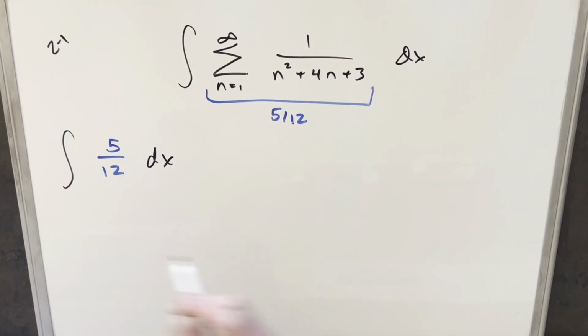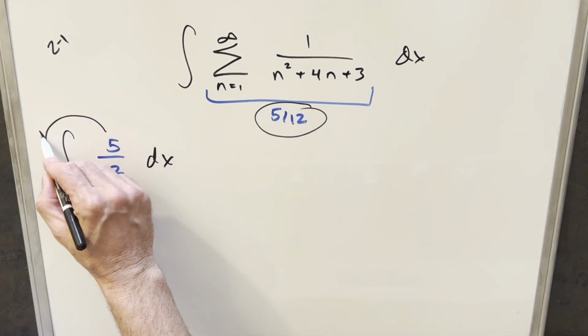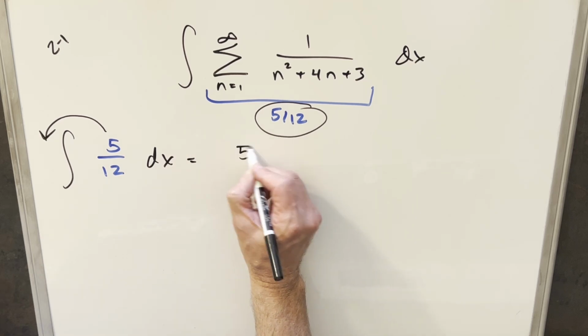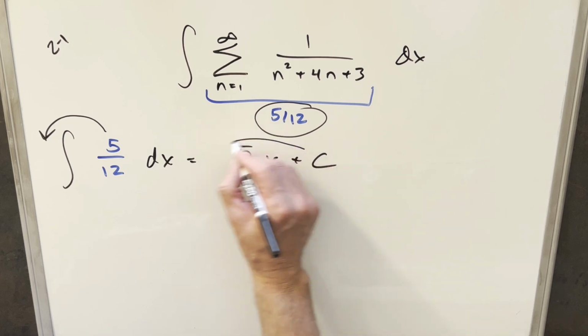Now that we've determined the value of our series is just 5 over 12, we just have a constant value. You could bring this up front of the integral, but now we can just integrate this, and what we're left with is our final solution of just 5 over 12 x plus c, and that's it.